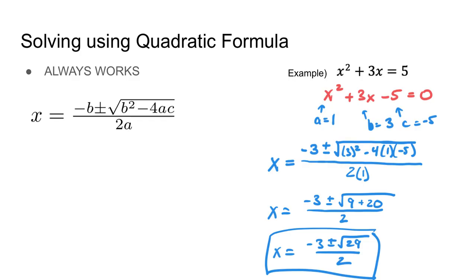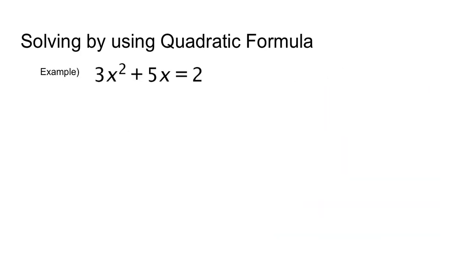Let's try another one. I'll go through this one a little bit faster than the last. So, first thing, always set this equal to 0. So I have 3x squared plus 5x minus 2 is equal to 0. I will take a minute and I'll identify A, which is 3, B, which is positive 5, and C, which is negative 2. I'll fill in the quadratic formula.